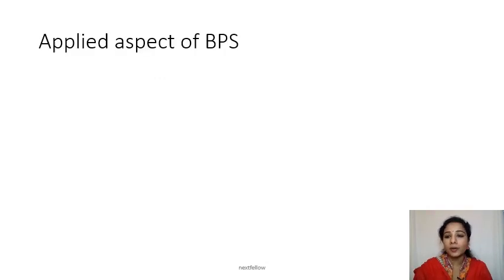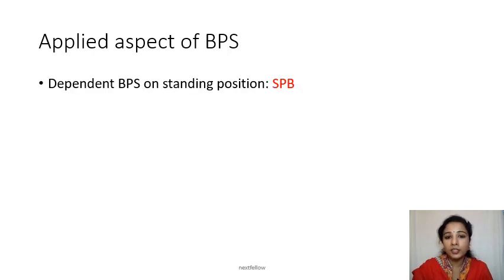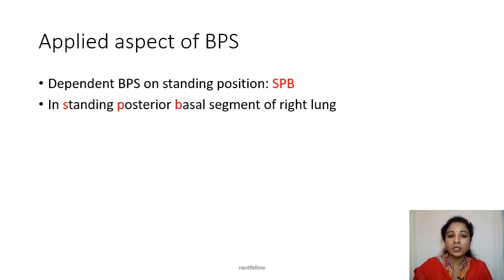So moving on to the applied aspect of the bronchopulmonary segment. Anatomically, the most important thing is which area is the most dependent in which position. The dependent bronchopulmonary segment in standing position, you can remember as SPB, standing position, posterior basal. The posterior basal segment of the right lung is the most dependent part in standing position.